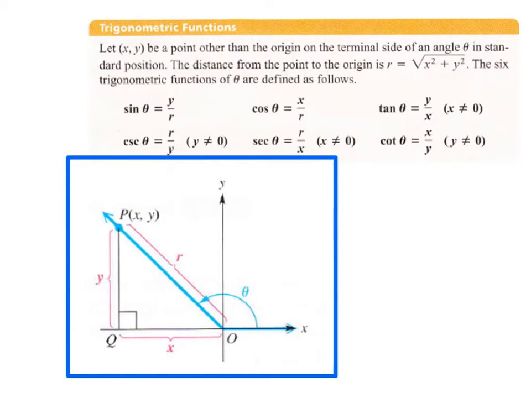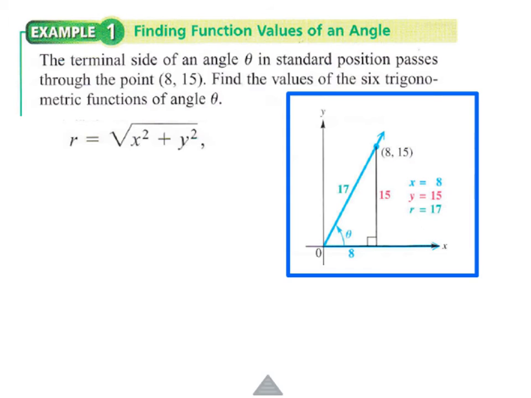Let's go ahead and take a look at an actual question. So, looking at the question here, if the terminal side of an angle that's in standard position passes through the point (8, 15), if you don't have a sketch out, I highly recommend sketching that out yourself. But if you have that point (8, 15), then we can figure that if we make a right triangle here, this side would be 8 and this side would be 15.